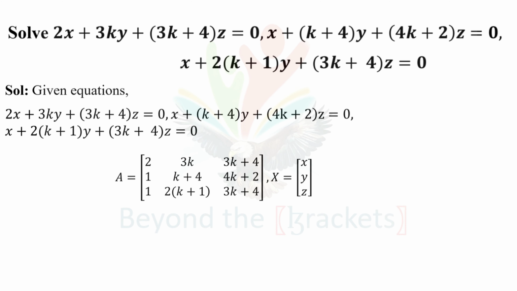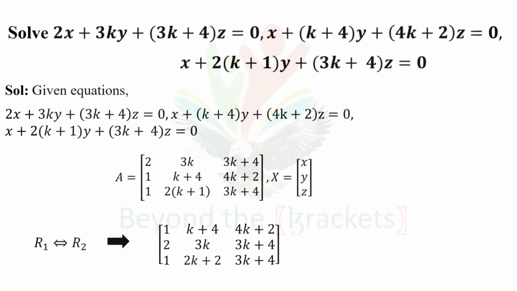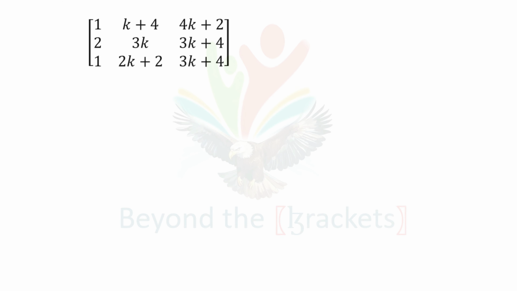Before we find the determinant of the matrix, let's first simplify the matrix to make our calculation easier. To do that, we'll first interchange R1 and R2. Then these two elements are made 0 using R1. So the operation will be changing R2 as R2 minus 2R1 and R3 as R3 minus R1.